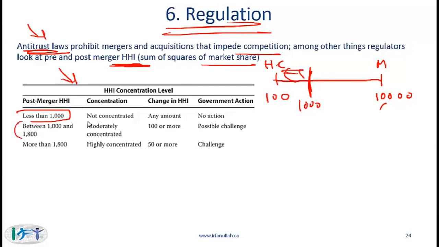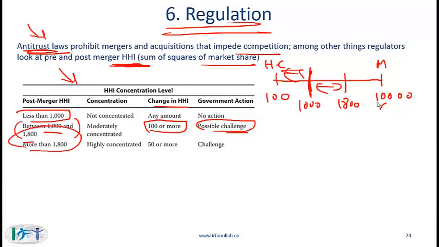Then the next scenario is a moderately competitive, or moderately concentrated, industry. That definition is between 1,000 and 1,800. If in this industry you have mergers and acquisitions where the HHI changes by 100 or more, then there is possible action from the regulator. In other words, in this region, if the HHI changes by only 40, then the regulator will not worry too much. But if the HHI changes by 300, then the regulator might take action.